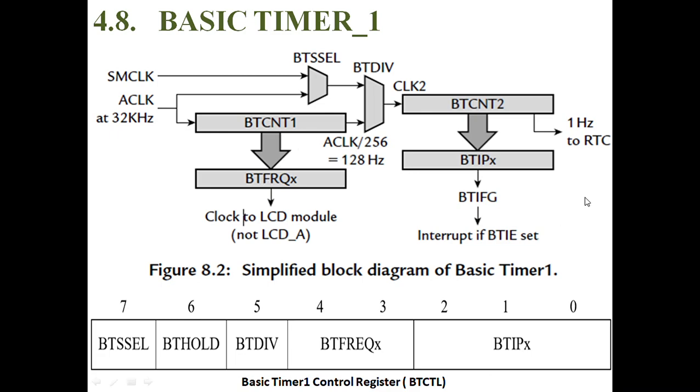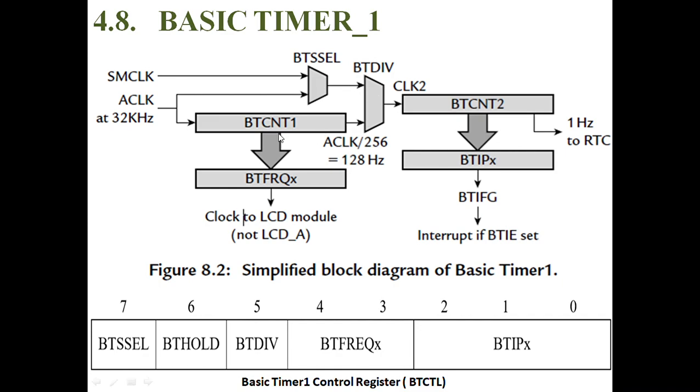Basic timer 1. Basic timer 1 supplies the LCD clock frequency and the clock frequency to the real time clock, and it generates the interrupts. It contains basically two 8-bit timers: one is basic timer counter 1, the other is basic timer counter 2. By cascading these two, it will provide the 16-bit basic timer or counter.